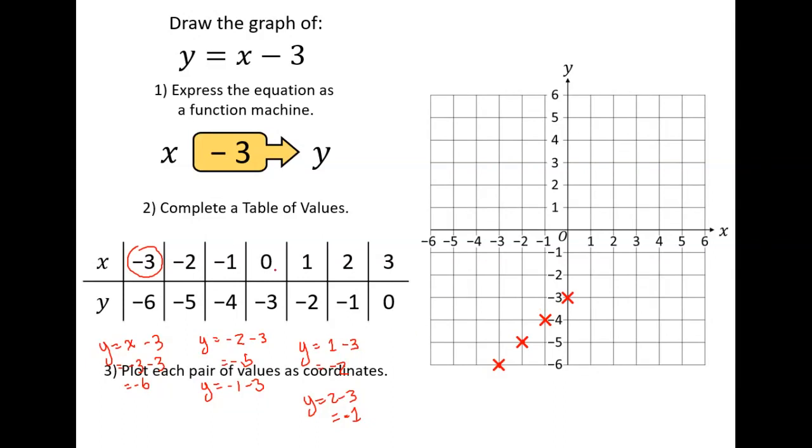So then I have 0 and -3, so that's here. So x is 0, y is -3, 1 and -2, 2 and -1, and then 3 and 0. Then your next step is to join the points and make a straight line, and then write your equation on the line. So that's the equation for y equals x minus 3.